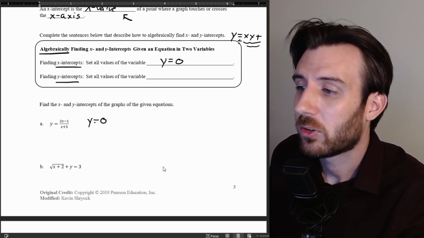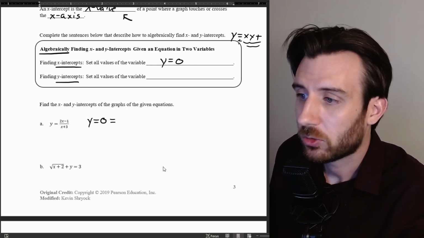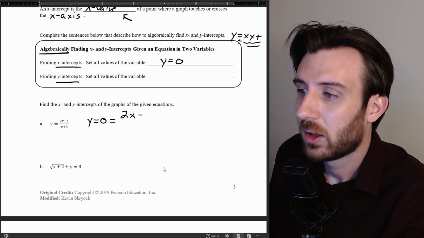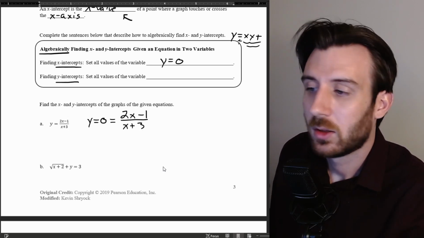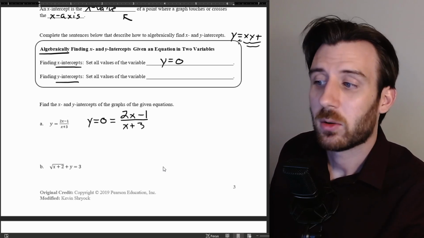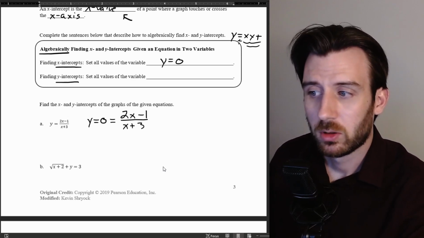And you could even write this all in one line. You could say y equals 0, and then you could write everything that y is equal to. There's nothing wrong with this way of saying it: 2x minus 1 over x plus 3. Pretty cool. Now, if I know that this entire fraction is equal to 0, there's a few ways we can think about this.